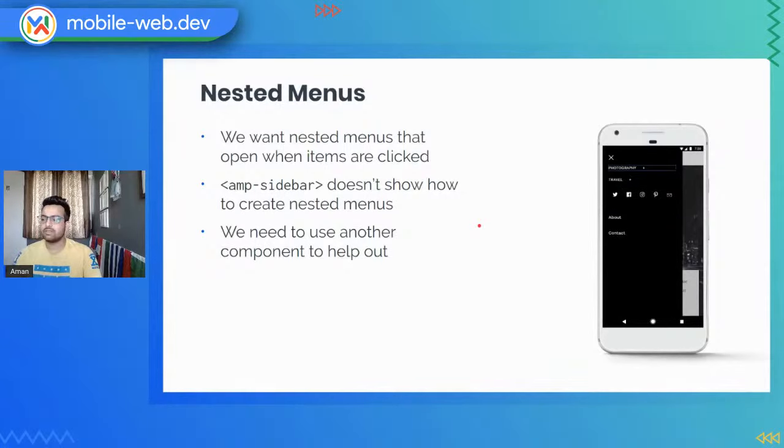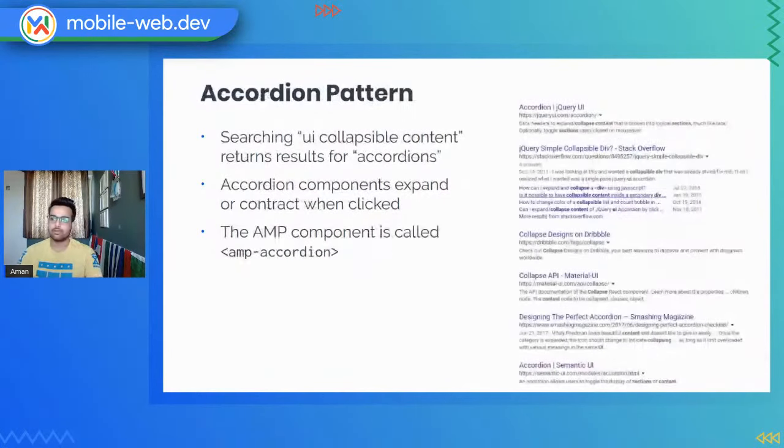So next thing is the AMP sidebar, like the collapsible menu. Unfortunately, AMP sidebar doesn't support a collapsible menu by default. But here is the power of components that we are going to use. We are going to use another component called accordion inside our AMP sidebar. Accordion is a component that opens and closes like this.